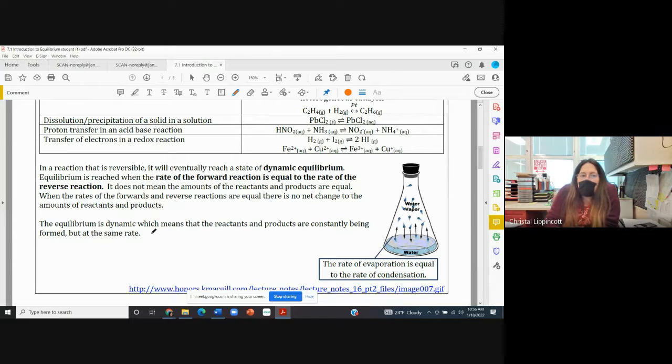The equilibrium is dynamic, which means that the reactants and products are constantly being formed, but they're doing that at the same rate. There's still a reaction going on. There's still stuff being traded back and forth between the sides. There's still paper being thrown back and forth. It's just the amounts on each side are staying consistent. That makes sense?